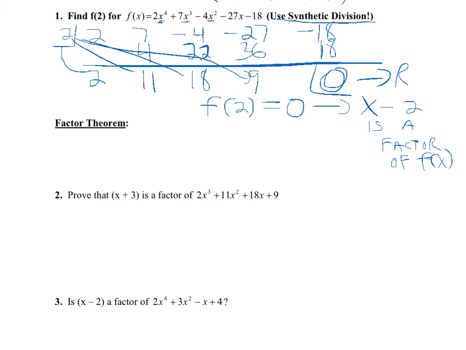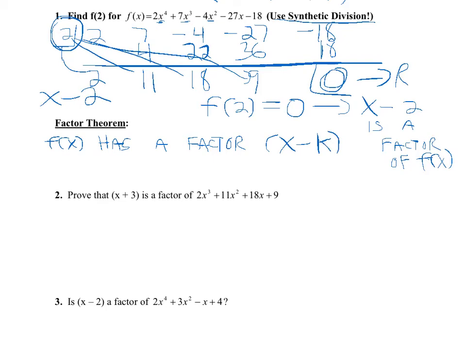So the factor theorem really relates to the remainder. Basically what the factor theorem says is if you do synthetic division and you get a remainder of 0, then x minus whatever this number is, in this case it's 2, that's a factor of f of x. So let's list that here. Officially, let's put it here. We'll say f of x has a factor x minus k if the function of k equals 0. Again, that just means that the remainder gives you 0.